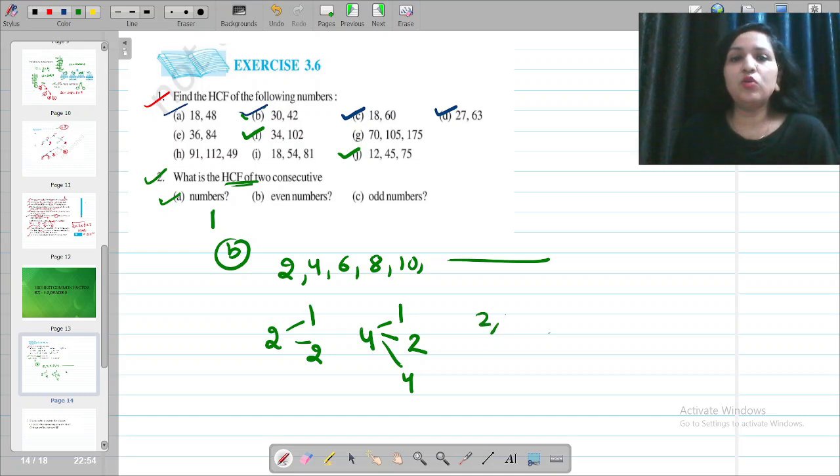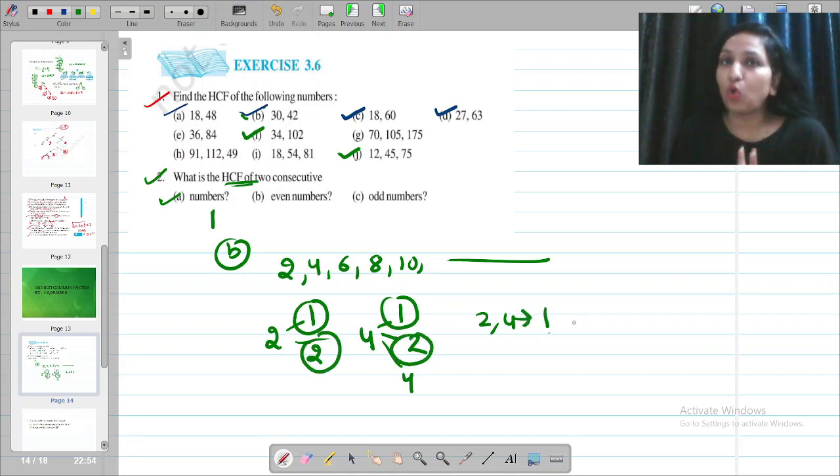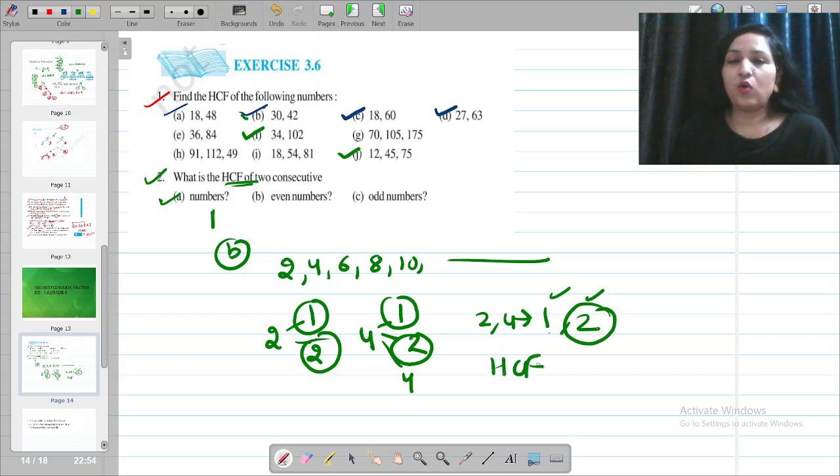If I talk about common factors of 2 and 4, you can see here 1 is common and 2 is also common. So these two have two common factors, 1 and 2. Which is greater out of these two? It is 2. So the highest common factor of any two consecutive even numbers is 2.